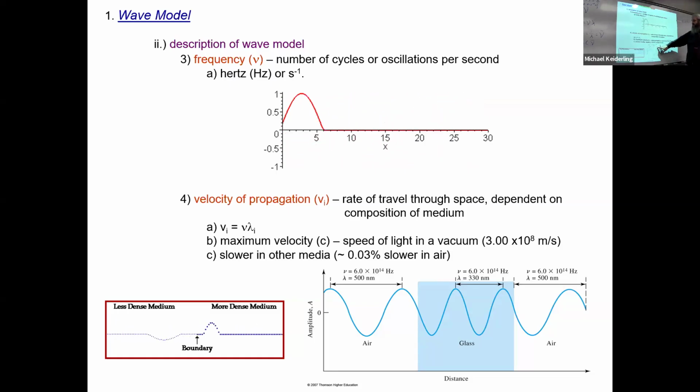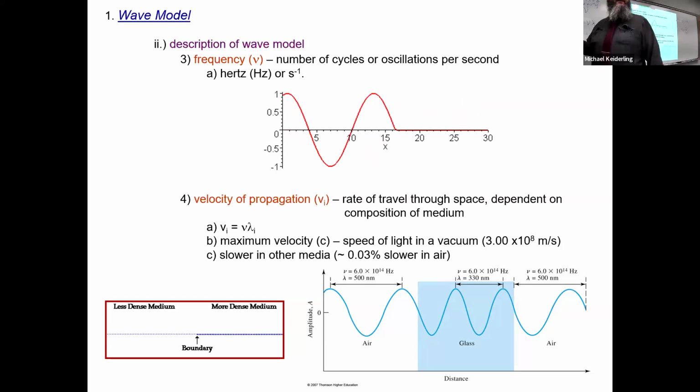So light with a wavelength of 500 nanometers, when it goes into glass, ends up with a wavelength of 330 nanometers. The way we describe the speed of light in different media is with the index of refraction, n, and n is the speed of light in a vacuum over the speed of light in the medium. So the bigger n is, the slower the light. For example, light is about 0.03% slower in air, so there's minimal effect from air.